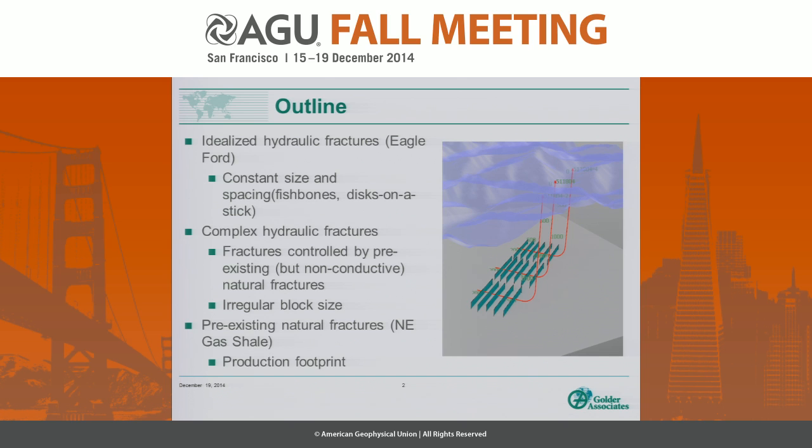But the outline is that we're going to look first of all at production behaviors, idealized production behaviors from constant size, constant spaced hydraulic fractures. I call them fish bones, or another friend of mine calls them discs on a stick. Then we'll go into complex hydraulic fractures, fractures that are controlled by pre-existing but non-conductive natural fractures, and then we'll finally look at some examples of production from a stimulated volume that does contain conductive natural fractures, and that's a Northeast gas shale.